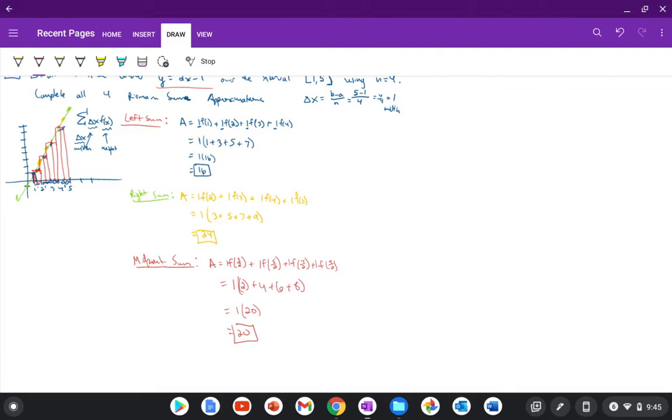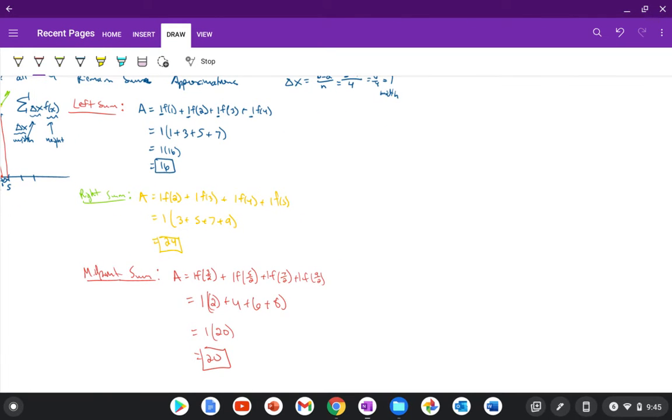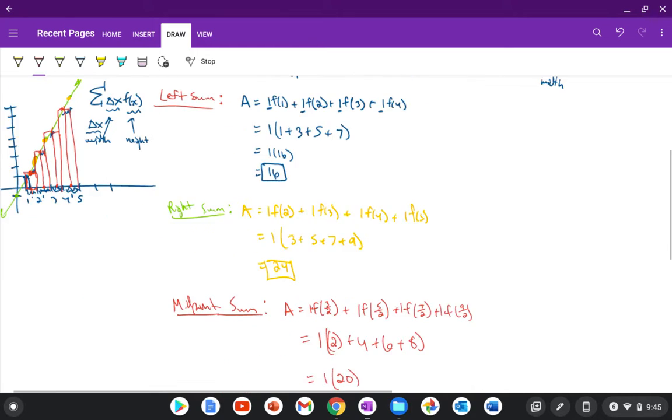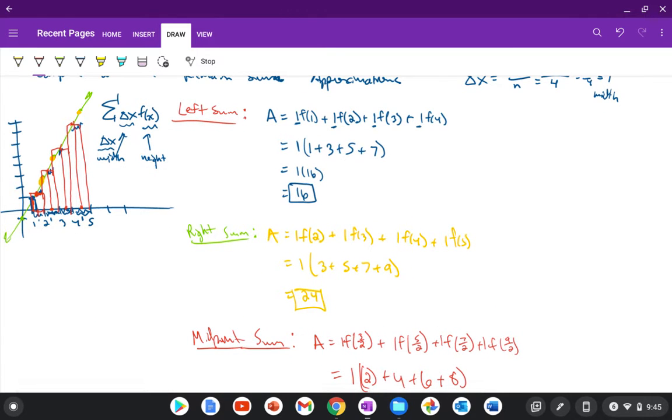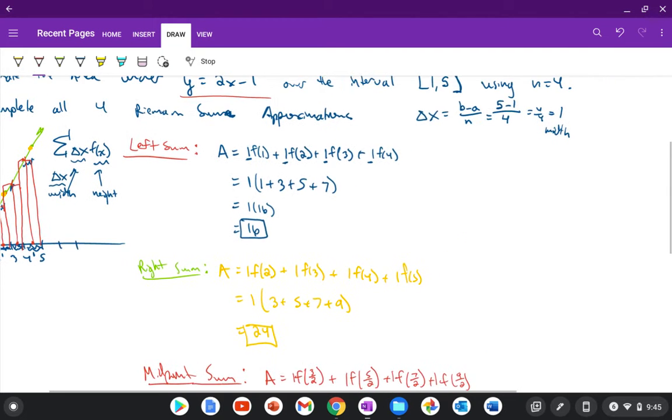All right, now the trapezoid is a little bit different. Those three are very similar. The only thing that really changes is how we're choosing the height, so what f of value we're choosing. With the left sum, we start on the left side, and we don't include the ending. With the right sum, we don't start exactly on the left side, but we do include the ending or the far end of the interval.